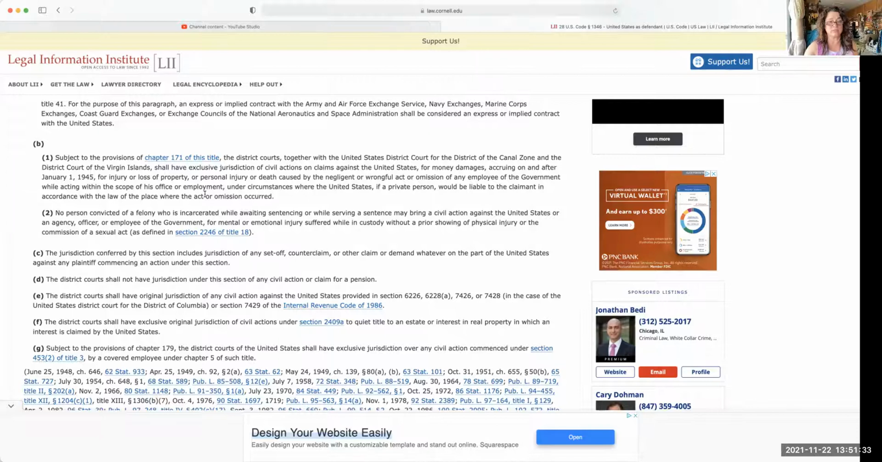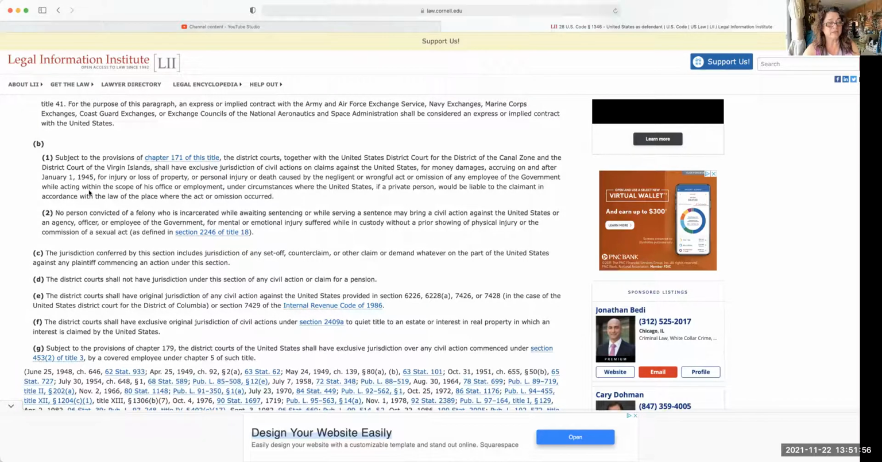I know, Karma. She wants me to take her for a walk. But here, look, this is really important. This is really cool. I'm excited. Under circumstances where the United States, if a private person, that would be me, would be liable to the claimant in accordance with the law of the place where the act or omission occurred.